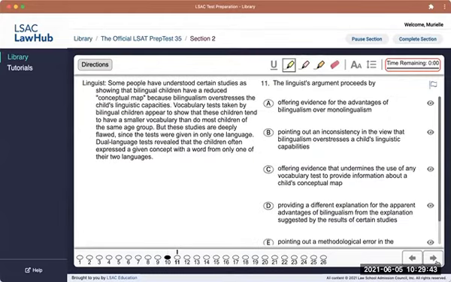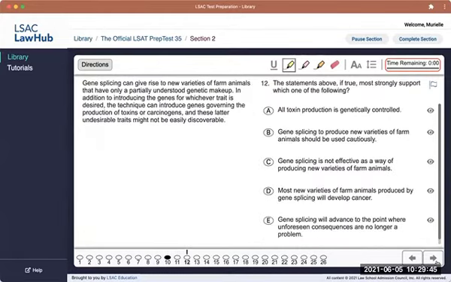All right. Argument based, so we'll skip this one. Oh, the statements above. Okay, and this is a most strongly support question stem. I think this might actually be one of the question types that I find more challenging personally, because it is an inference question. Sorry, I'm really yawning a lot today.